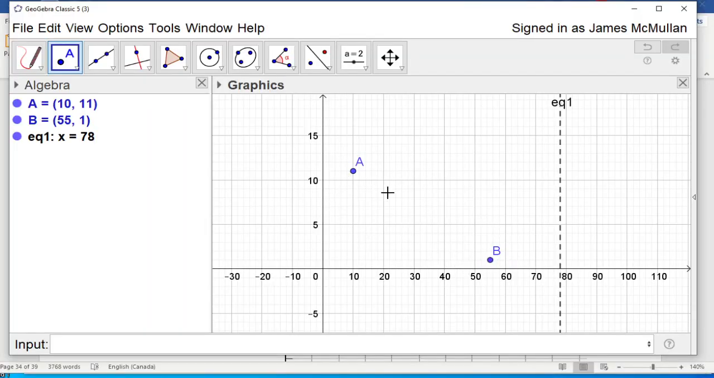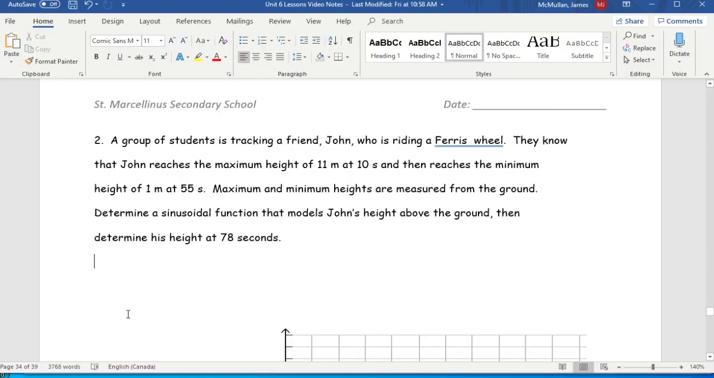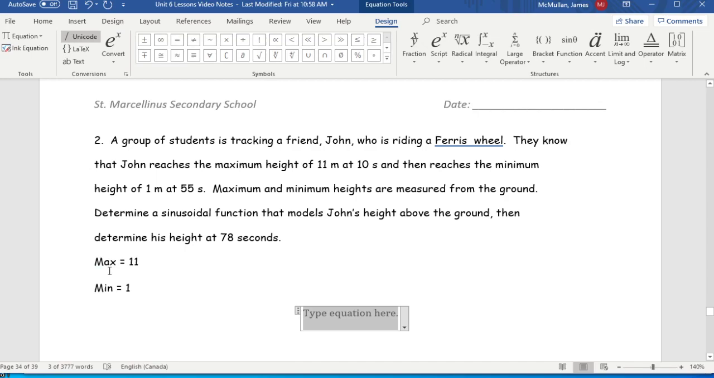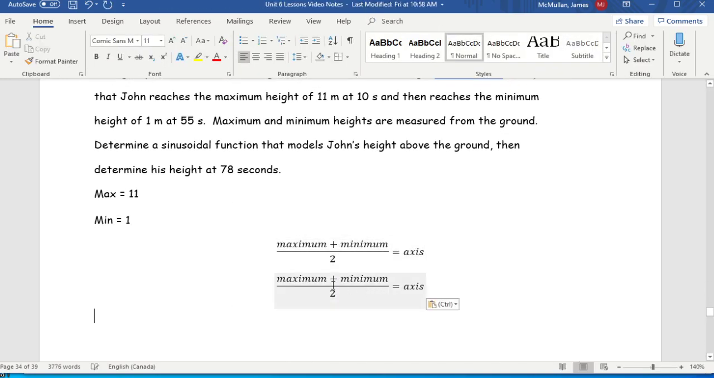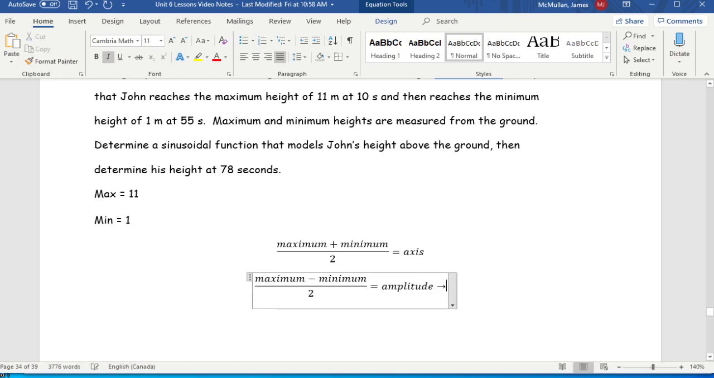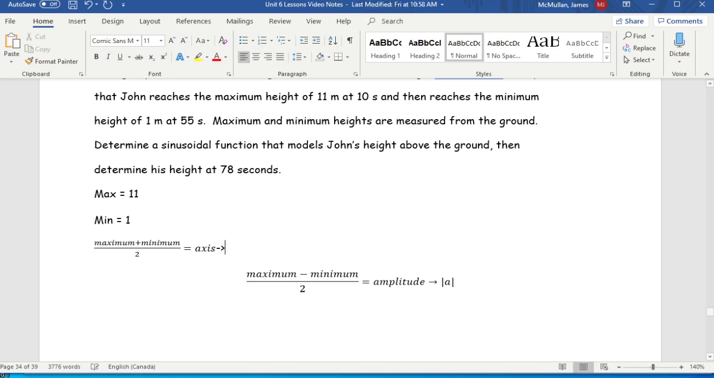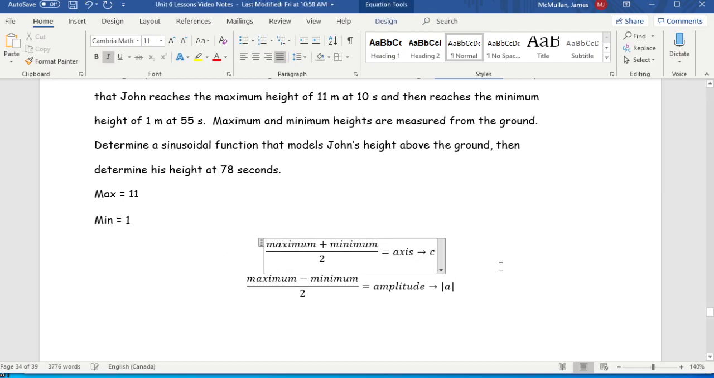So first of all, what I would suggest is let's write down a couple of things. The max is equal to 11. The min is equal to 1. Immediately, as soon as you do that, you can remember that maximum plus minimum divided by 2 is equal to the axis. So we can use that right off the bat. We can also use the idea that maximum minus minimum divided by 2 is equal to the amplitude. And again, the amplitude, to remind you, is the absolute value of A. The axis is actually C.